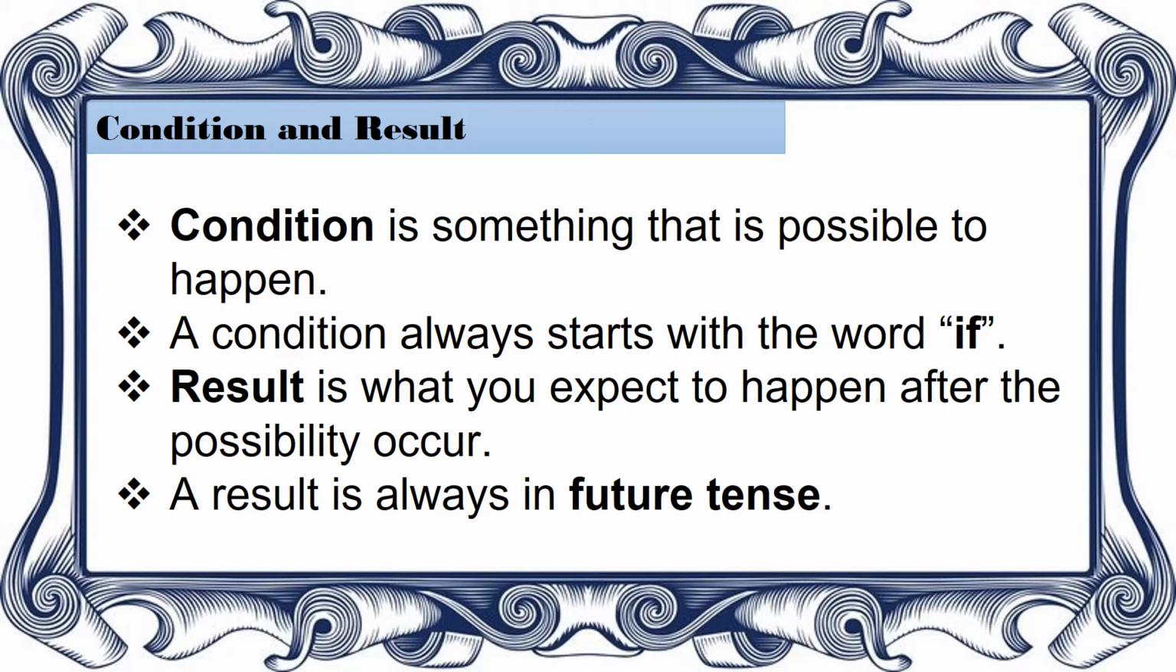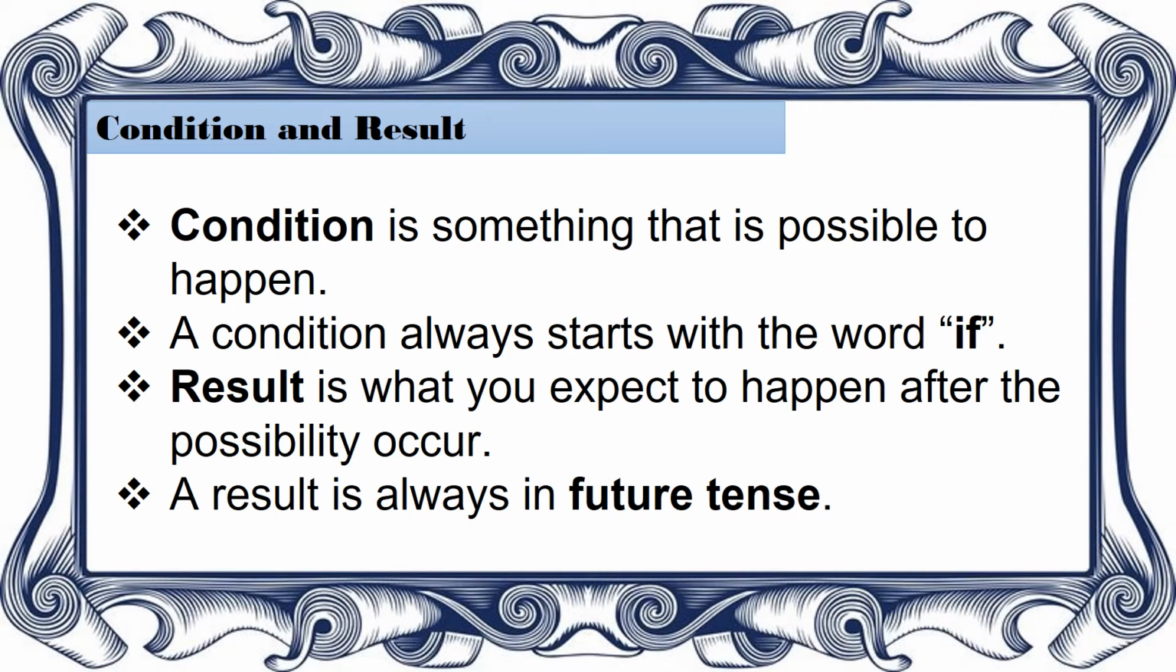Now, just to emphasize a few terms, we have to discuss here the two main parts of a future real conditional, and that is the condition part and the result part. When you say a condition, it is something that is possible to happen. A condition is similar to a demand or a circumstance. Take for example, if you study hard, your parents will buy you something. So it's a demand that you need to fulfill.